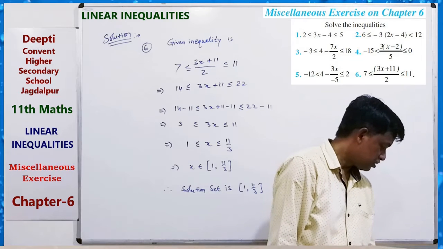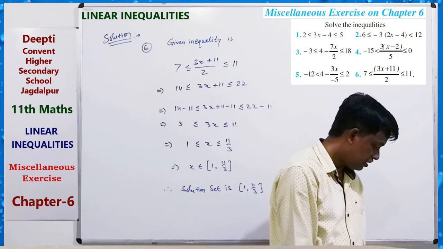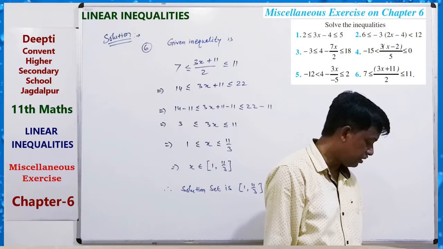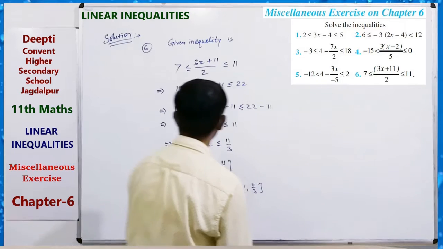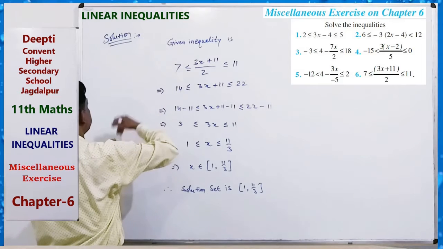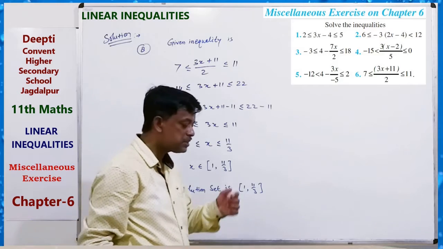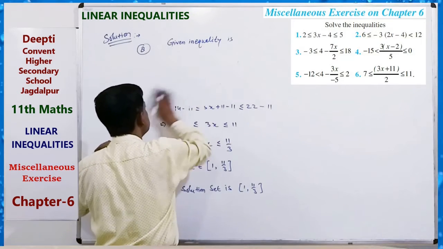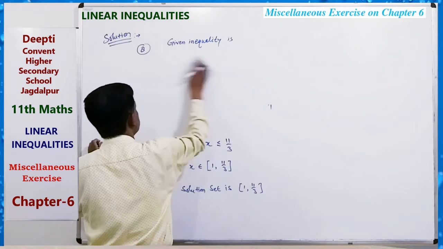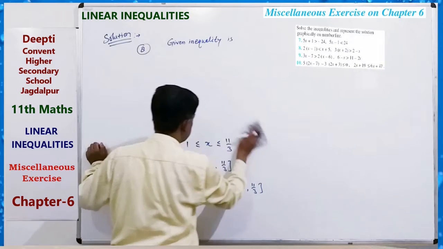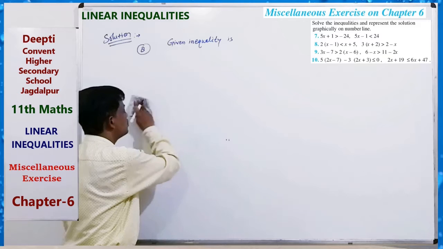Okay. Now solve the inequalities from 7 to 11. There are also mixing inequalities, and represent the solution graphically on the number line. So take question 8. Okay. We have to solve first and then represent the solution on the number line graphically, because there is only a single variable, so we can draw the solution set on the number line.